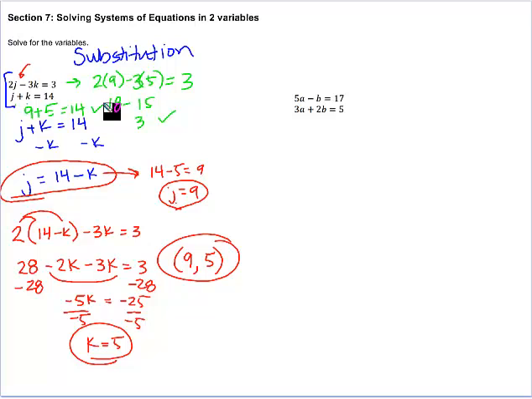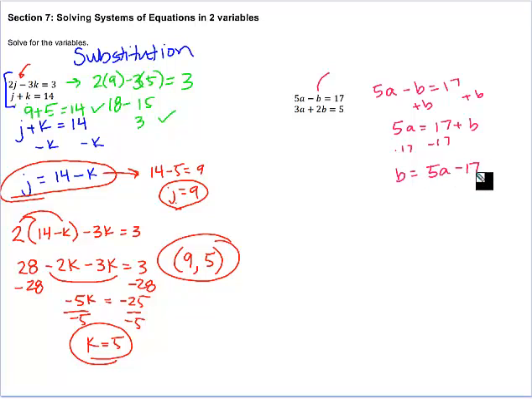All right, we will do another example of substitution. So here we have 5a minus b equals 17, and 3a plus 2b equals 5. That b is probably the easiest to isolate, so we're going to do that. So we're going to start by trying to get that alone. So I'm going to start by adding b to both sides. So 5a is equal to 17 plus b, and then subtracting 17. So b is equal to 5a minus 17.